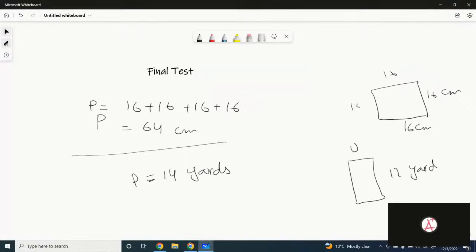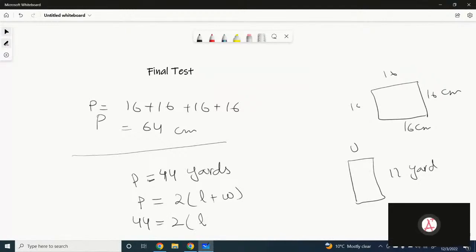Perimeter, sorry, it is 44. The perimeter of the rectangle is 2 times length plus width, isn't it? The perimeter of the rectangle equals 2 times the length plus width. Got it? So you are not given the width, you have to find the value of the width. You are given the perimeter, that is 44.